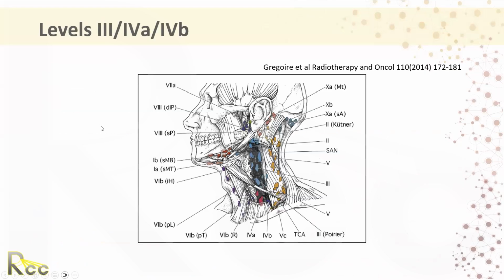So levels 3 and 4, as many may have seen this type of diagram, basically live right here along the internal jugular chain and are informally known as the middle and lower jugular lymph nodes. And part of level 4 is also known as the medial supraclavicular lymph nodes.